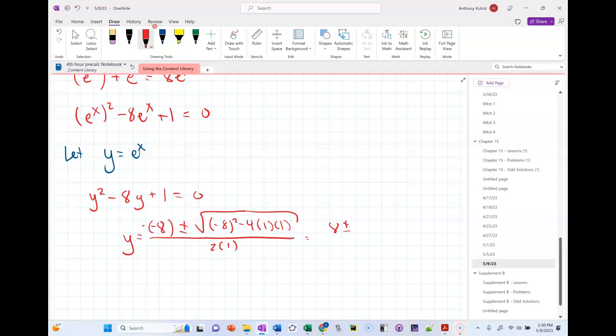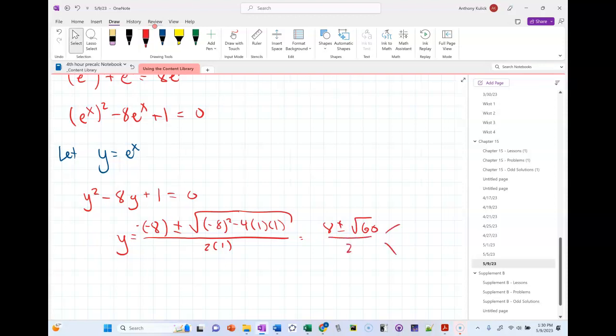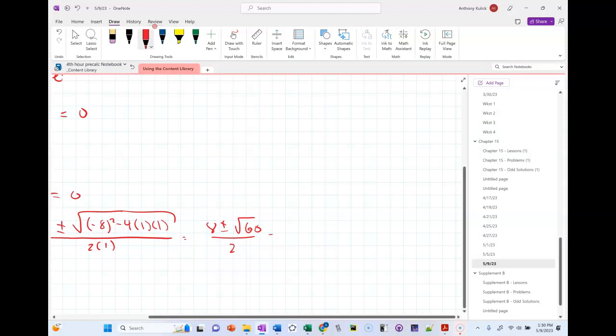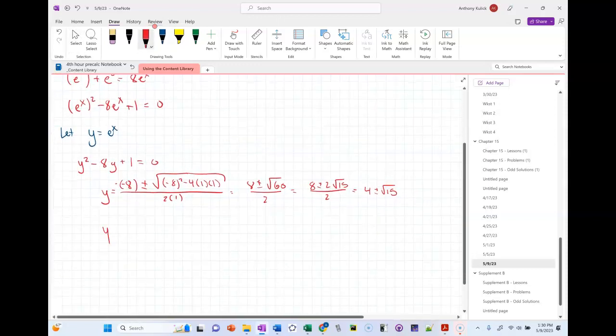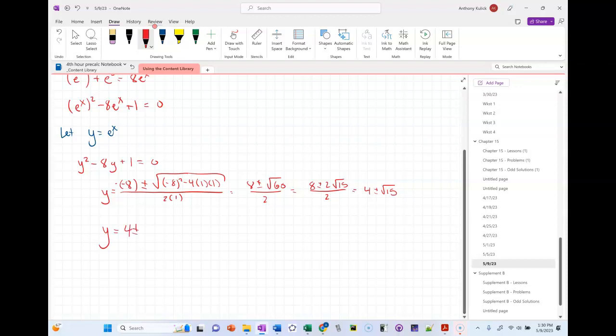And the square root of 60 can reduce down to, let's see, what is that? 4 times 15, right, is 60. So 8 plus or minus, square root of 4 is 2. And then I can reduce that all down to here. But I'm not done, right? Because what I found there is just that y is equal to 4 plus or minus the square root of 15. This original problem had x's in it though, right?